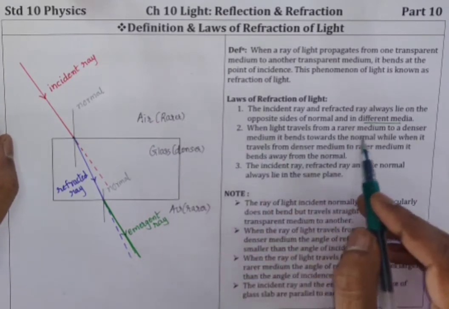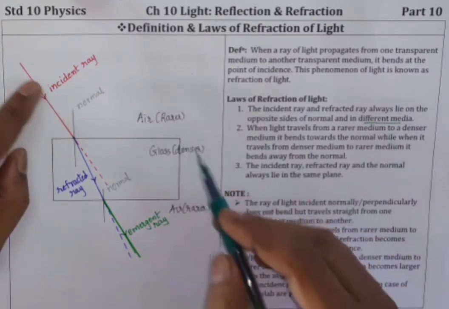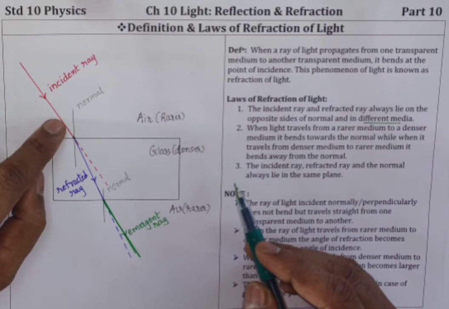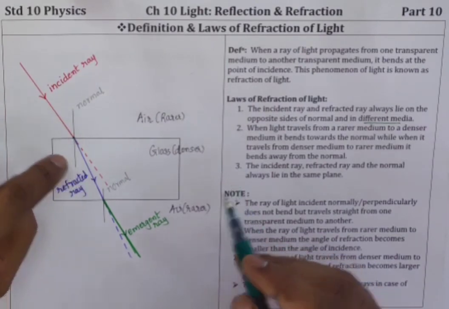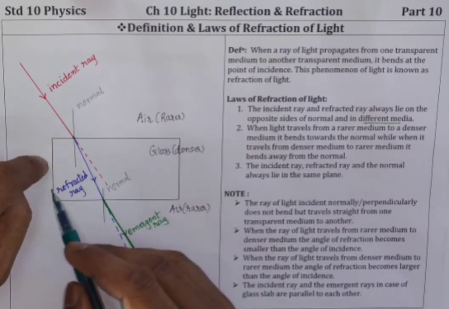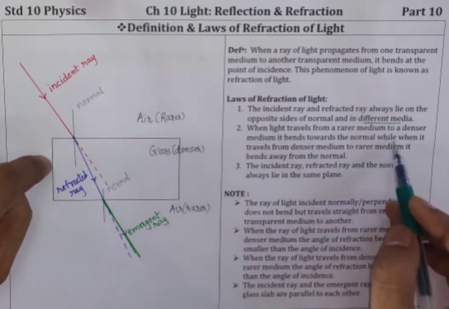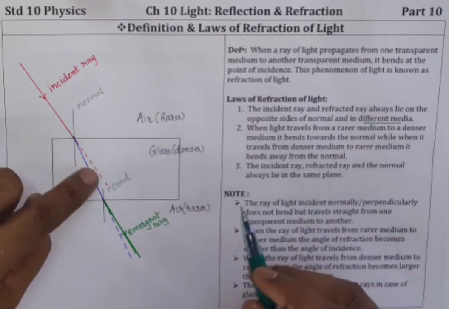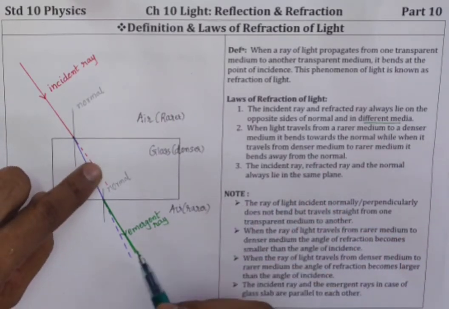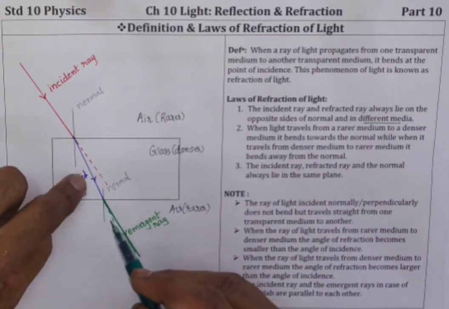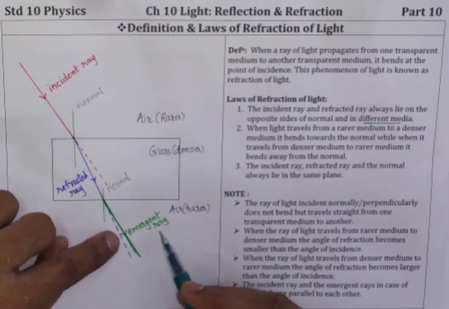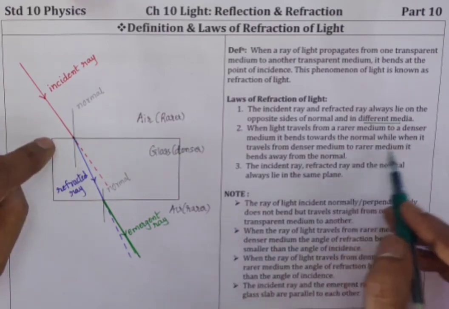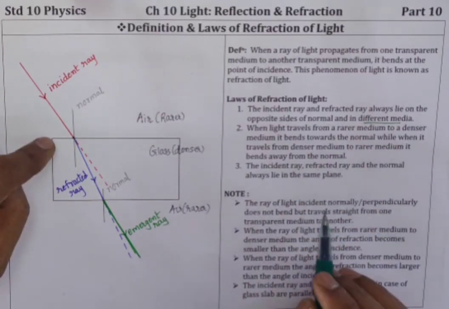When light travels from a rarer medium like air, the red one is in the rarer medium, air. When it is traveling from a rarer medium to a denser medium, it bends towards the normal. While when it travels from a denser medium, that is glass, to air, you can see it should have traveled in the direction of the dotted line, but it bends away. So it bends away from the normal.